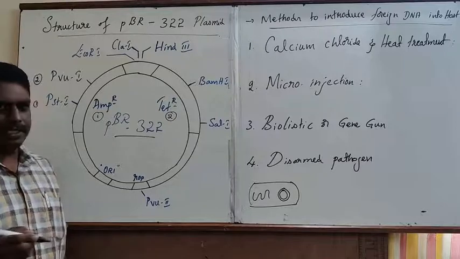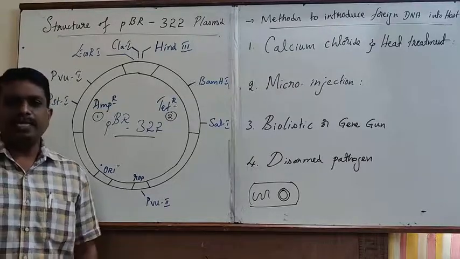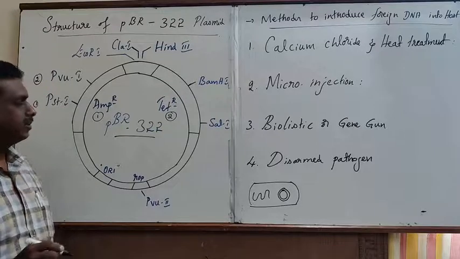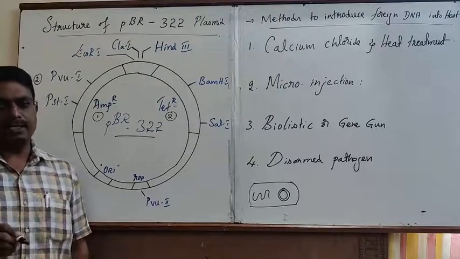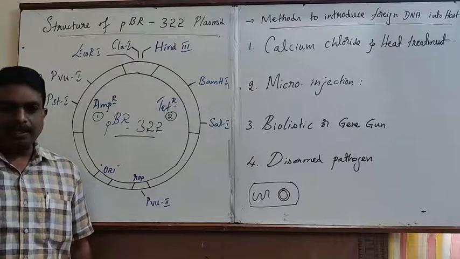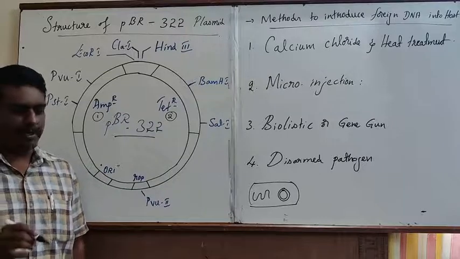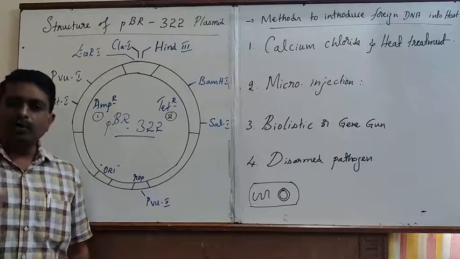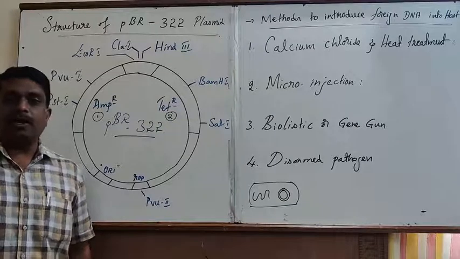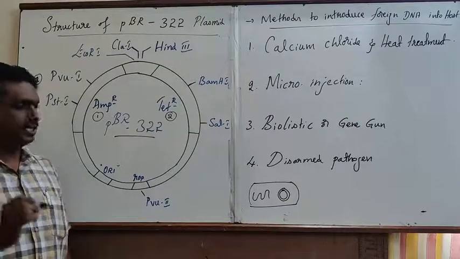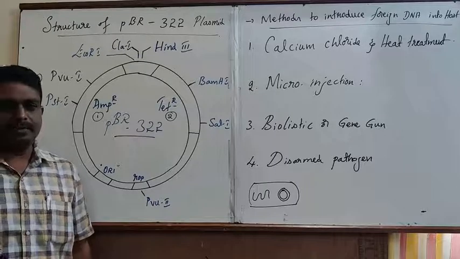In addition to this, it is characterized by the presence of 13 unique restriction sites. There are several restriction sites in case of pBR-322. Out of 13, 7 are the important restriction sites.